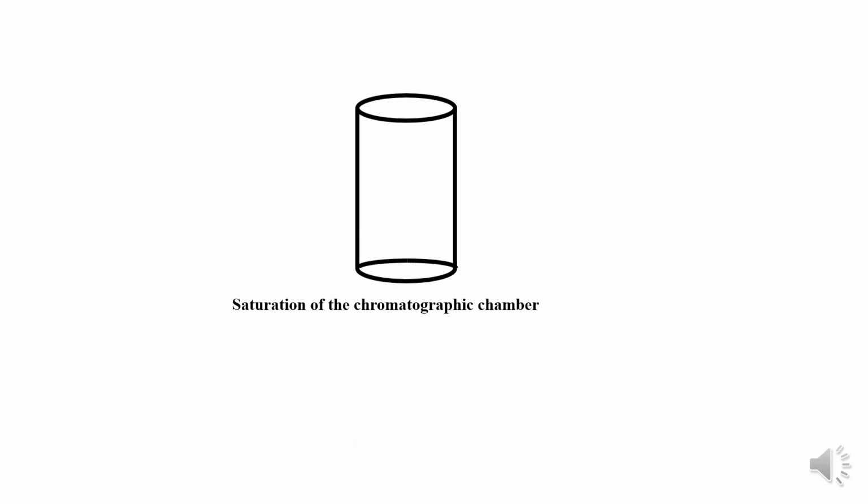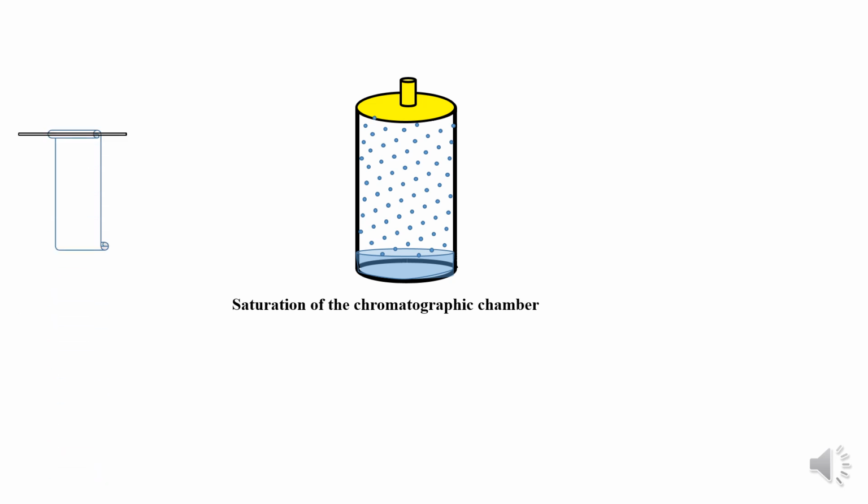Now before you begin the paper chromatography experiment, make sure that you saturate the chromatographic chamber. This can be done by filling the chromatographic chamber with the mobile phase of interest that you have selected for the separation process, and closing the chamber. Set it aside for a short period of time, whereby the chamber is completely saturated with vapors of the mobile phase. And now the chamber is ready for the development process, that is, for the paper chromatography experiment.